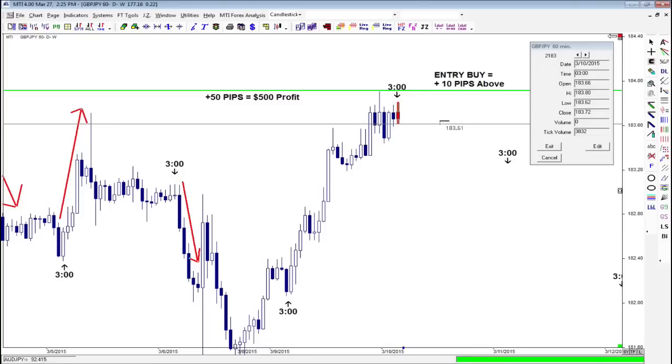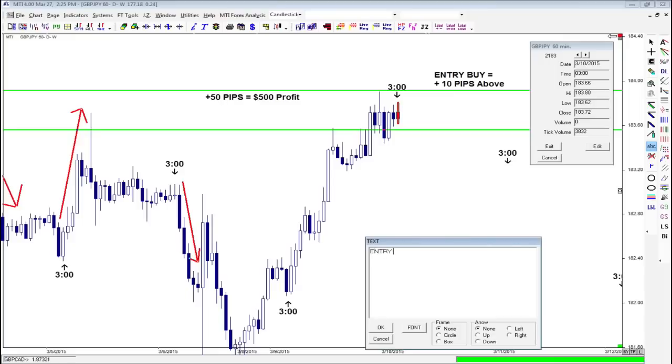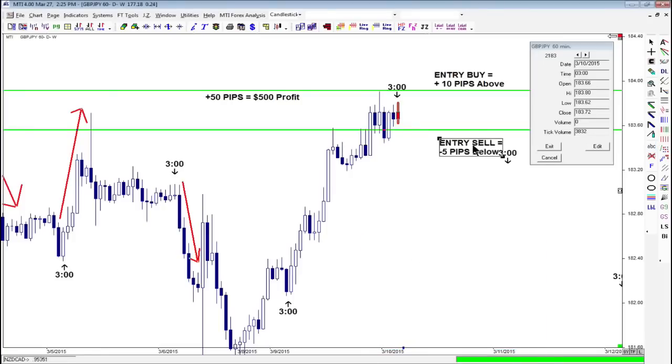Now, we're going to come in here, set our sell position, our entry sell position 5 pips below. So we come in here, so 1, 2, 3, 4, and right about there. There's going to be our entry sell right there. Once again, simply a pending position until the market crosses, and it's minus 5 pips below the low of that candle.